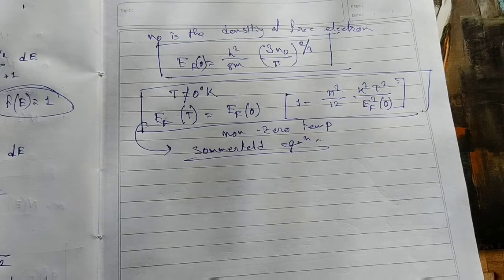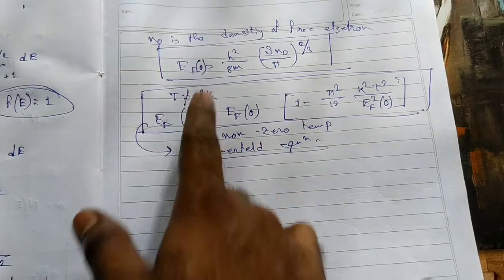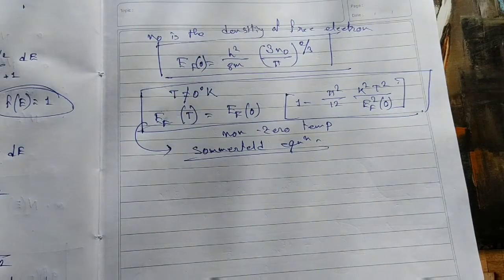So in this lecture we calculate the Fermi energy. In the next lecture we try to calculate the average energy of the system. This is the Fermi energy at 0 degree Kelvin. Okay, thank you.